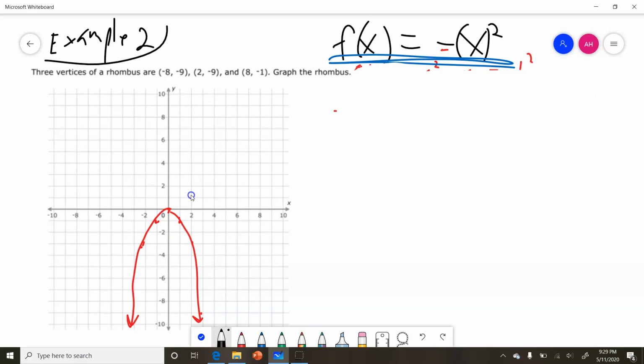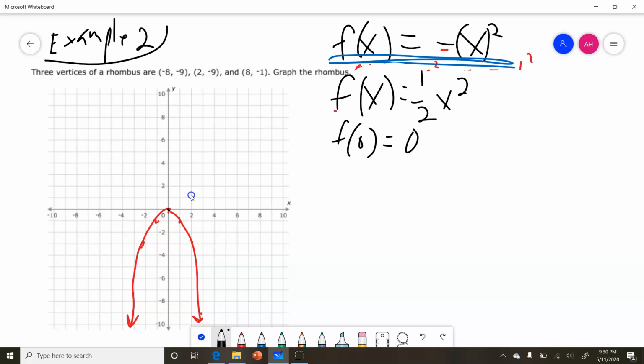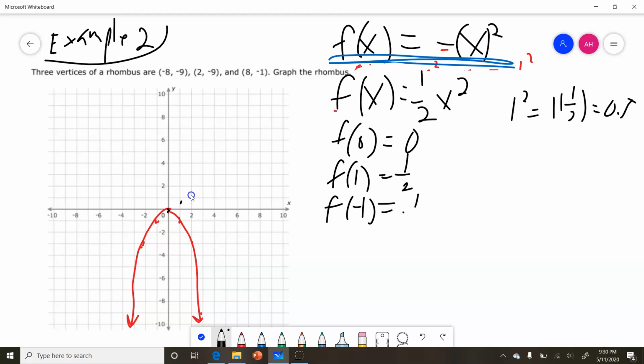Now, let's graph the other one that they put on there, which is f of x equals 1/2 x squared. Okay? So now let's put in 0. Well, 0 always gives me 0, right? 0 times anything is 0. Now let's put in 1. What is 1 squared? 1 squared equals 1, but then times 1/2 equals 0.5. So at 1, I've only gone up a half, which is really hard to mark. Equals 1/2. And at negative 1, I've also only gone up 1/2, right?